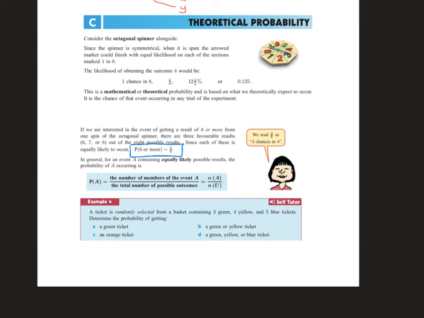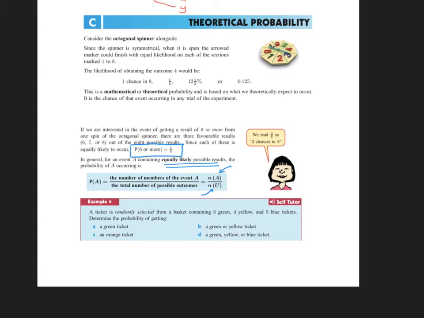In general, for an event A containing equally likely possible results, so this is that partitioning into equal sections, the probability of A occurring is the number of members of the event A divided by the total number of possible outcomes. Now you've seen this notation in the set theory unit. The N in front means the number of members. So how many are in event A? Well, if we look at 6 or more, there's 3 members, right? So that's where the 3 comes from. And that N in front of the U for the universal set is the actual number of elements in the universal set. So 1 through 8. So there's 8 of them.